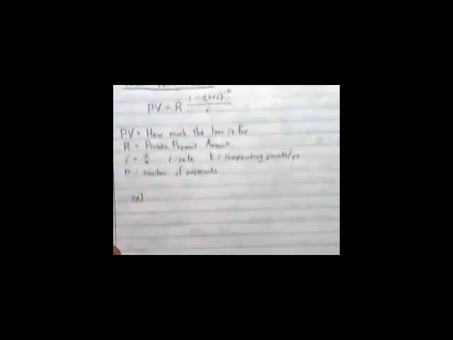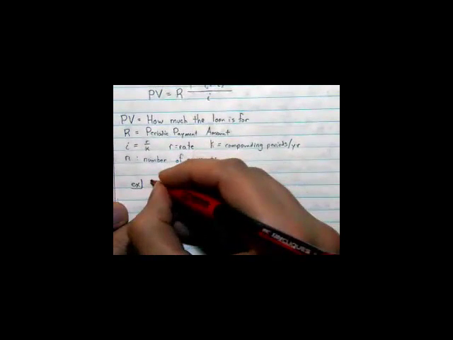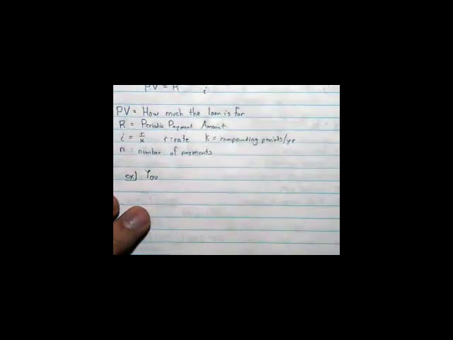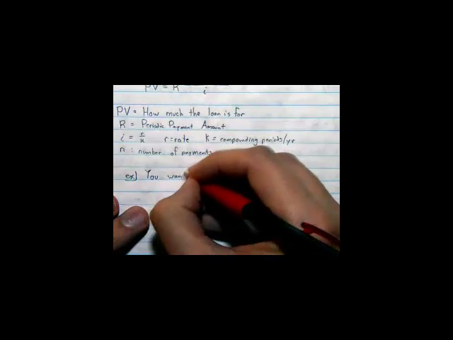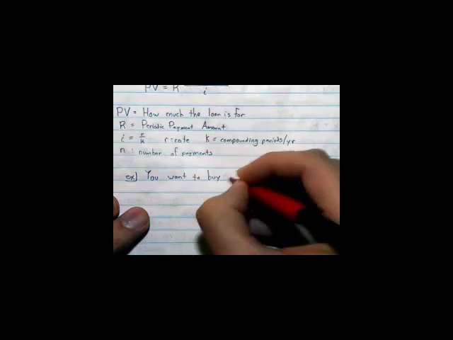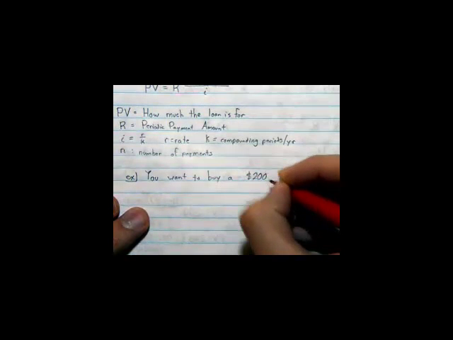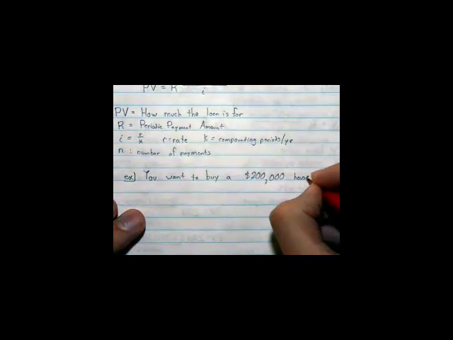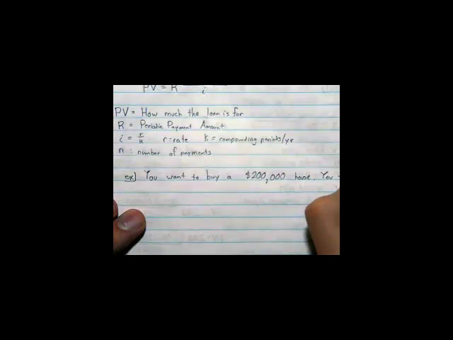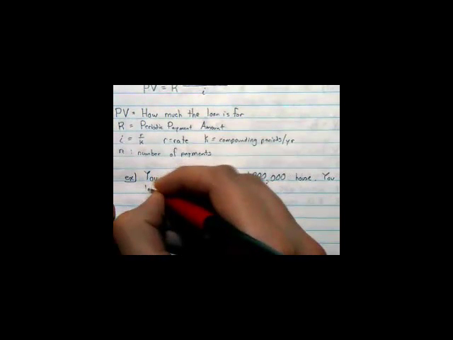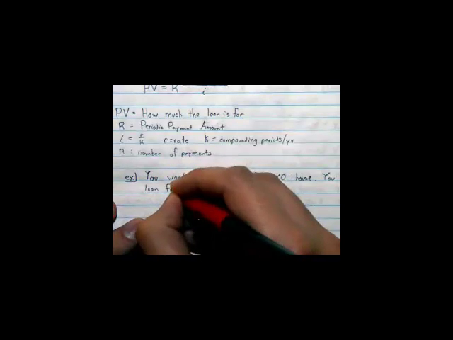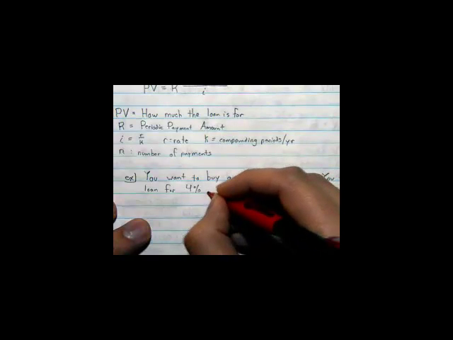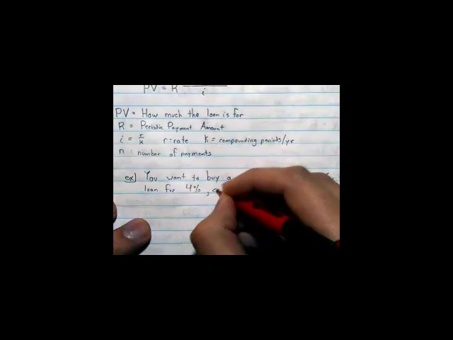Let's do a house. Let's just take a look at a house. I really want to do this example, though, but I am kind of running out of time. Let's say you want to buy a house that's $200,000. You find a loan for 4%. And it's going to compound monthly.